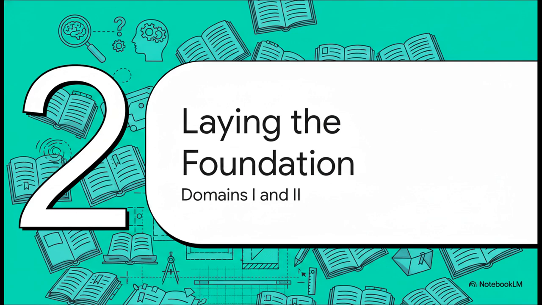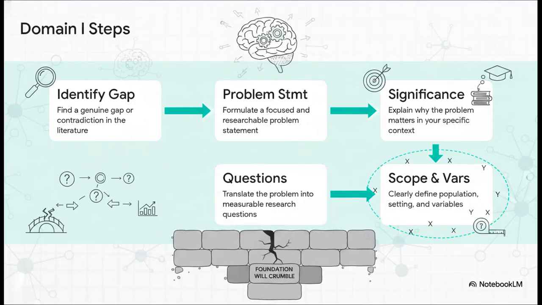Right. With that pressure officially lifted, we move into phase 2, laying the foundation. This covers domains I and II, and it's all about conceptualizing your exact problem and grounding it firmly in the literature. Domain I is really your foundational cognitive skill. You can't just run with some vague, abstract idea. Consider this precise progression. First, you identify a genuine gap in the research, then formulate a precise problem and clearly articulate why it actually matters.